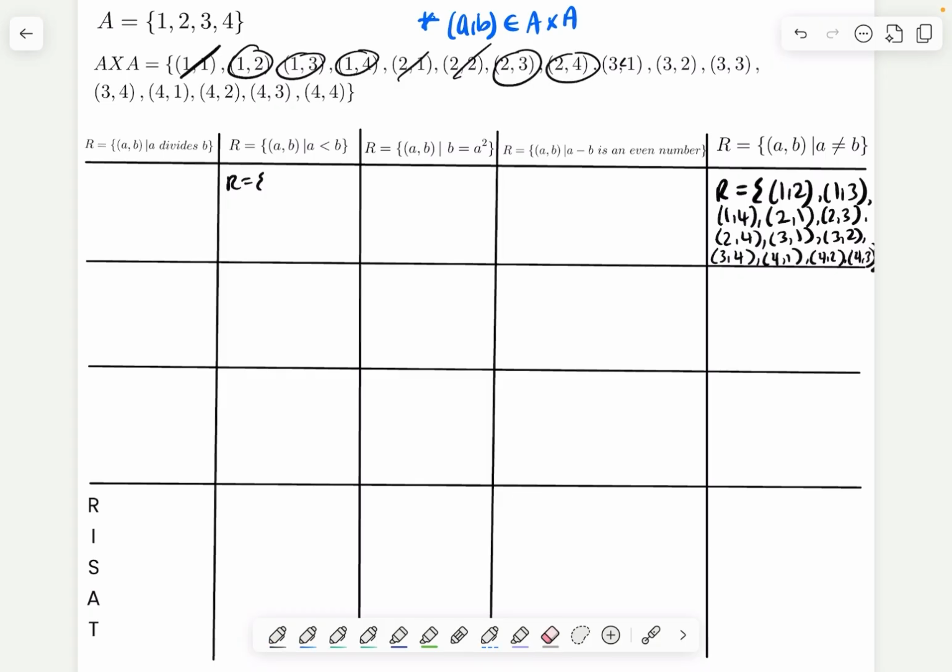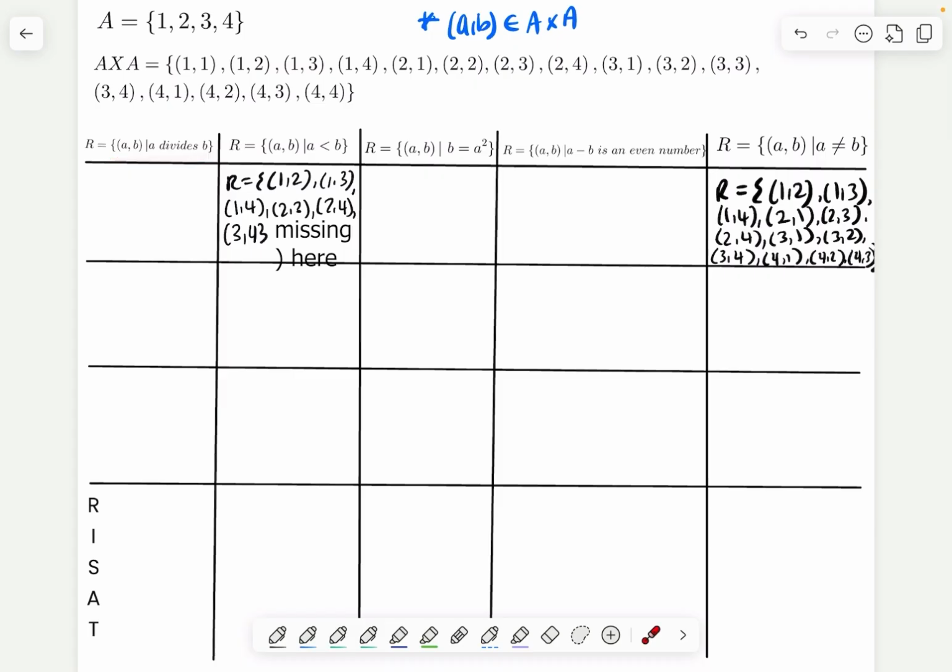Is 2 less than 4? Yes. Is 3 less than 1? No. Is 3 less than 2? No. Is 3 less than 3? No. Is 3 less than 4? Yes. Is 4 less than 1? No. Is 4 less than 2? No. Is 4 less than 3? No. Is 4 less than 4? No. So the only ones we're including in our relation are the circled ones. So I'm going to go in order. That's (1, 2), (1, 3), (1, 4), (2, 3), (2, 4), and finally (3, 4).